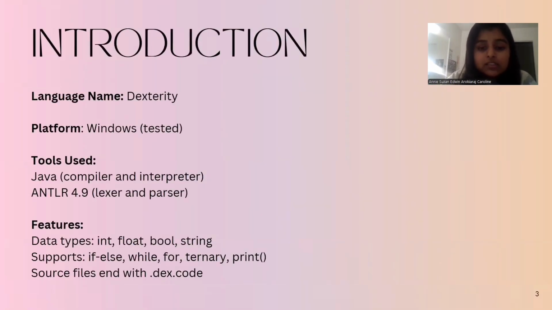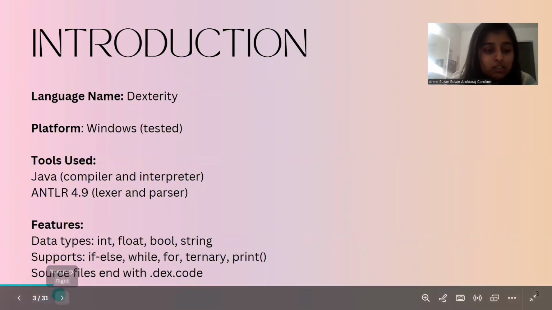So Dexterity is a simple and intuitive programming language. It was developed and tested on Windows, and we used Java and ANTLR 4.9 as our core tools. The language supports basic data types like int, float, bool, and string, and provides essential control structures like if, else, while, for loops, and even the ternary operator. Our goal was to make the syntax easy to read and use, especially for beginners, while still being expressive enough to write meaningful programs. Coming to the syntax.